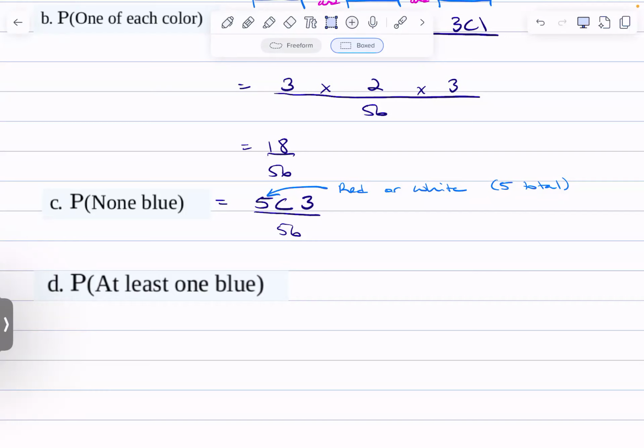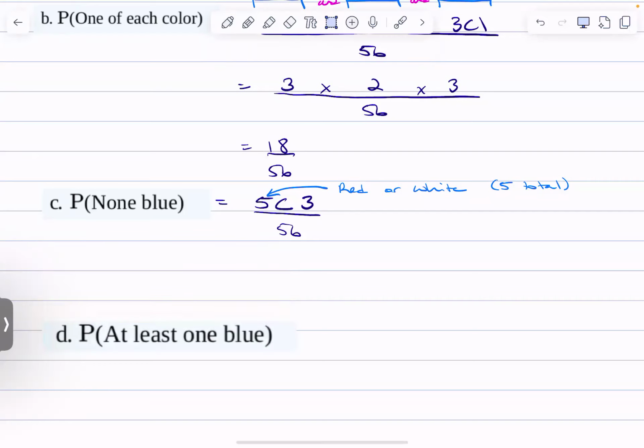At least 1 blue. What can we do here? Oh, I guess I should finish this. 5 choose 3, let's see here, is 10. 10 out of 56.